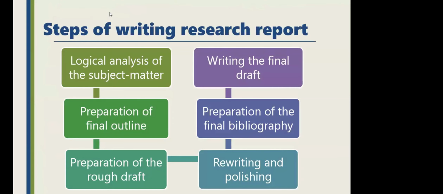Next, we'll go for the steps in writing a research report. What are all the steps you have to follow while writing a research report? The first step is logical analysis of the subject matter. First, you need to carefully analyze the subject. You have to break it down logically to understand the key points and how they connect. Say, for example, if your topic is the impact of social media on mental health, you would first identify the key factors and how they influence each other. This is the logical analysis of your subject matter.